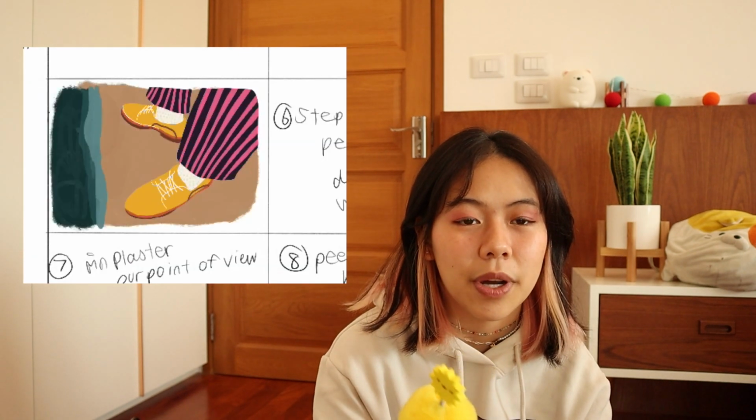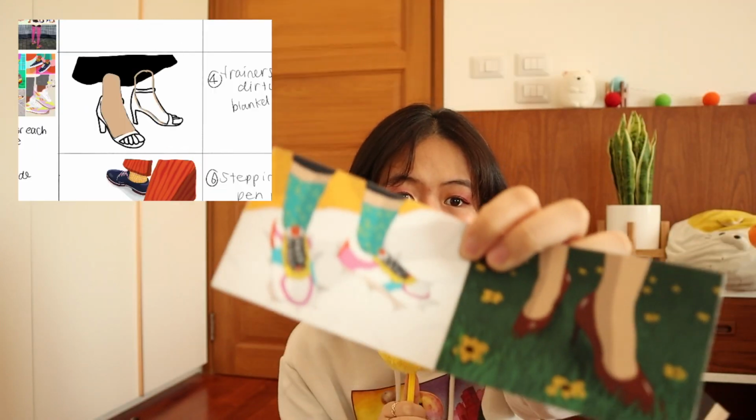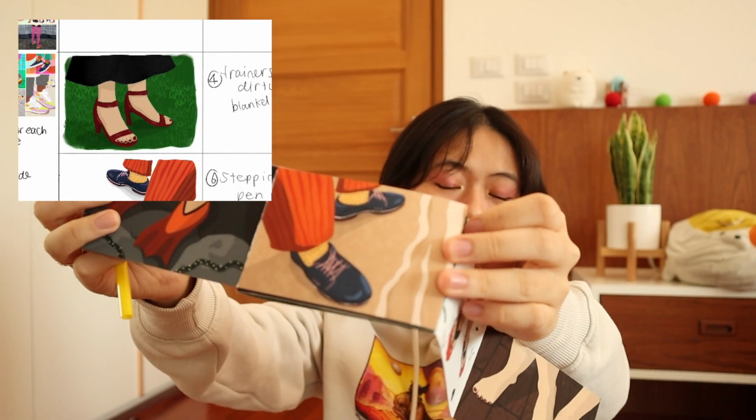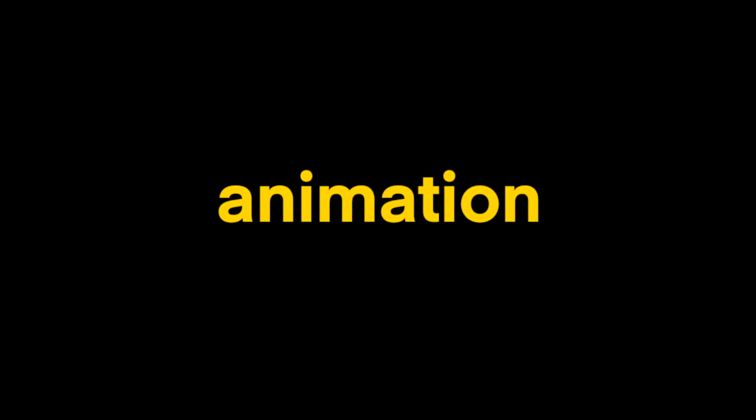So I chose shoes as my subject. I drew different types of shoes in places where they don't belong. Flip-flops in the snow, sneakers on the bed, that's weird, dress shoes on the beach. It just gives off this kind of uncomfortable feeling. You get what I mean.